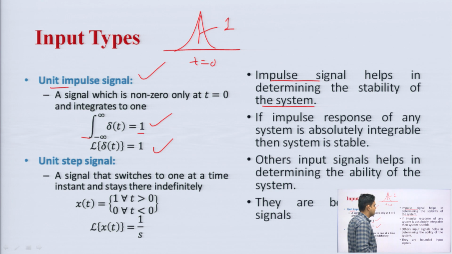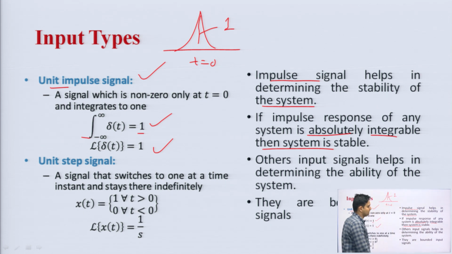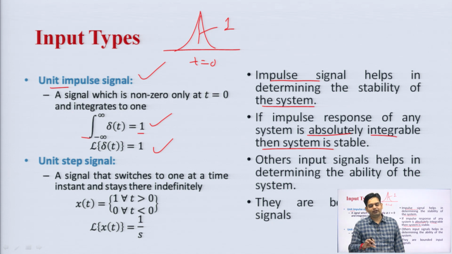If the impulse response of any system is absolutely integrable, then the system is stable. So, if we apply an impulse to any system and the response is integrable, then we can say my system is stable. If it is not integrable and is going beyond infinity, then we can say the system would be unstable.